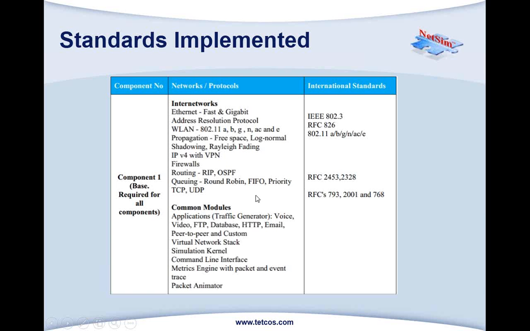There are also some common modules, like applications. We can design a network and generate various kinds of traffic on any node, like voice, video, FTP, database, HTTP, and email. These kinds of applications we can generate on any node in any network. Then we have the metrics engine, which can generate packet trace and event trace. Then there is the packet animator, in which we can see our data packets flowing from one node to another.